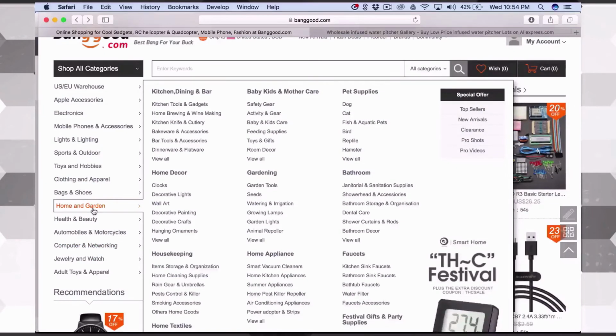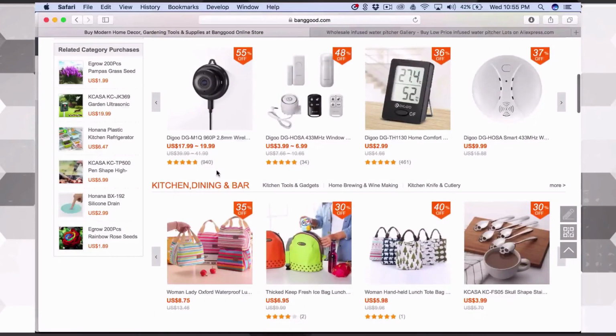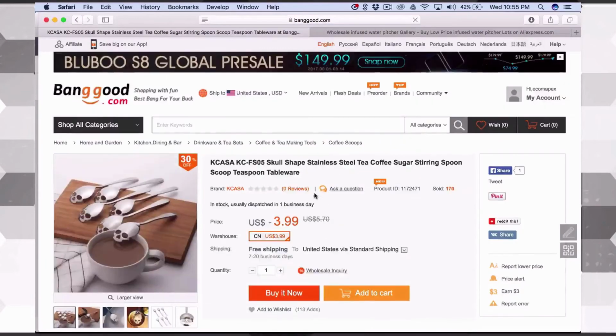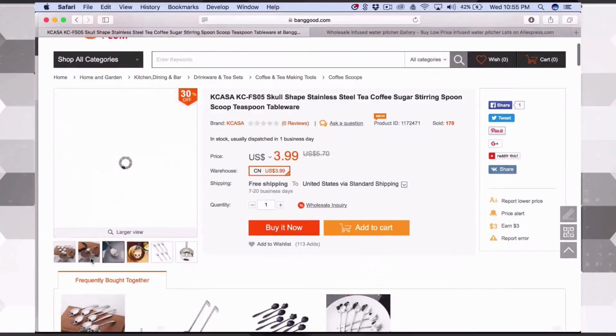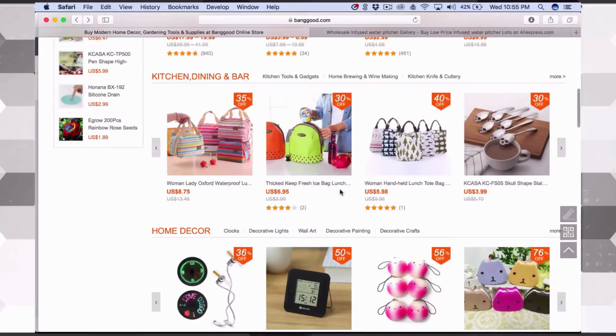So if I were to go into home and garden and I click on home and garden, it's going to break it down to just those products, right? Products that are cool, like these skull-shaped stainless steel spoons for people who like skulls. Can easily do well, and it's only $3.99. We can put that to like $10, maybe even offer it as a free plus ship, and boom, we have a product, right?